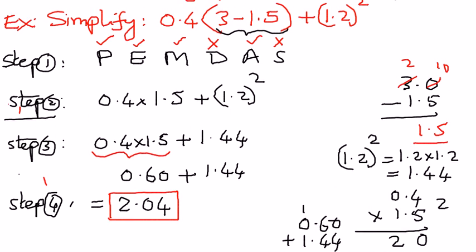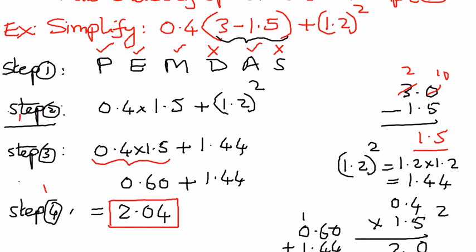So when we had this expression, 0.4 times 3 minus 1.5 plus 1.2 raised to the power of 2, we needed to simplify this expression which contained decimal numbers. We simplified it using the order of operations, and we were able to arrive at this answer in a logical manner. This is the way we want to apply all the concepts involving decimal numbers to simplify these types of numbers.